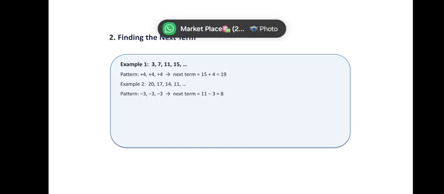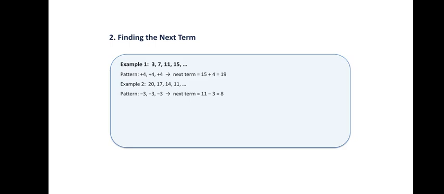So now, how do you find the next term in a sequence? For example, here to find the next term, you're going to be looking for the pattern between the consecutive terms. So in this case, we've got 3, 7, 11, and 15. You're looking at 3 and 7. What kind of pattern is there? You're looking at 7 and 11. What pattern is there? 11 and 15. What pattern is there? So you're going to look for the pattern between the consecutive terms.